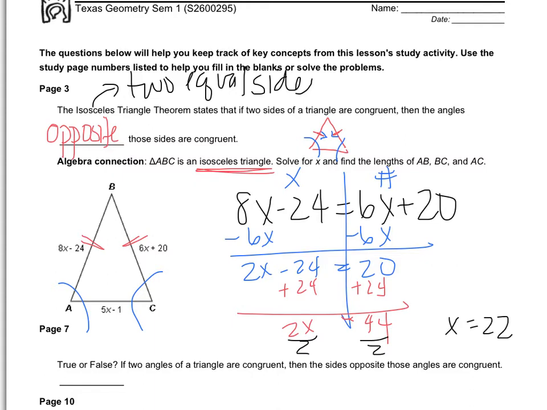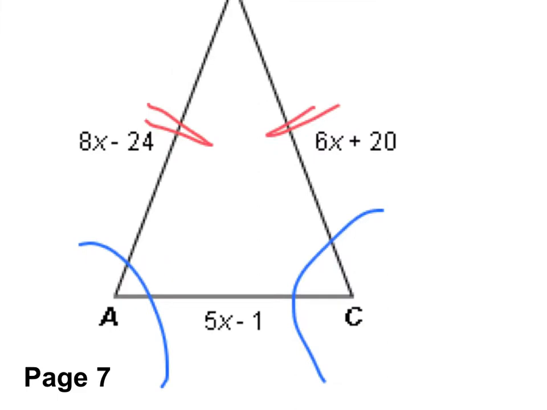In order to find my missing sides, I actually have to replace my x's with 22. So that means I need to replace this x with 22, I need to replace this x with 22, and I need to replace this x with 22. And then I just have to do some math.